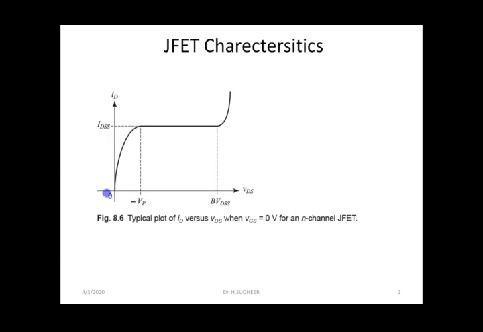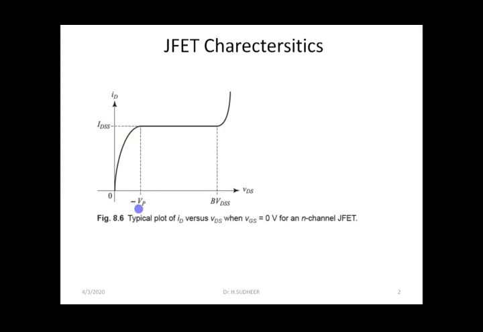Whenever the VDS is less than minus VP, remember VP is a negative value. For example, if VP is minus 3, minus VP, minus of minus 3, is 3. So when VDS is less than 3 volts, the JFET acts like an ohmic device, a linear resistor. Therefore, as voltage increases, current increases linearly.